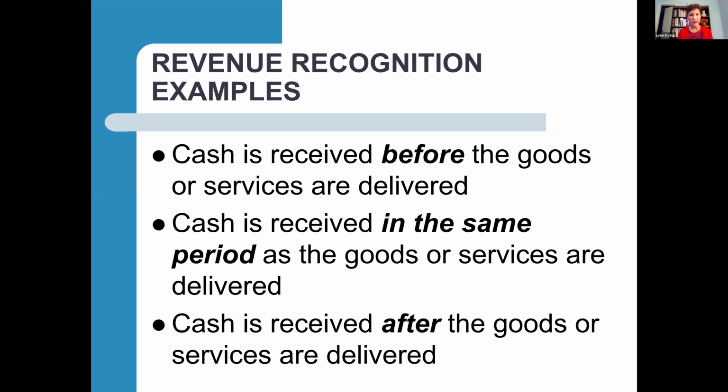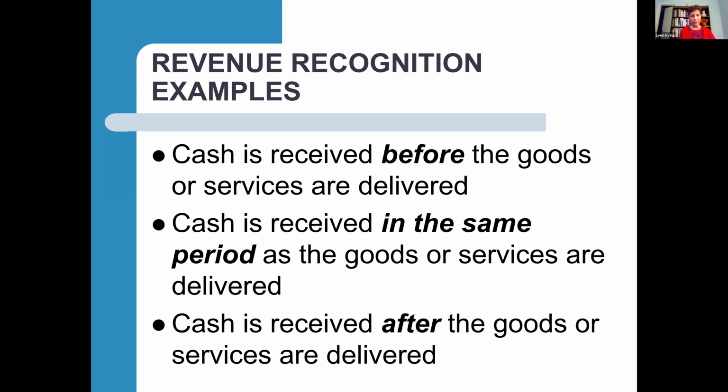There are three points in time when the cash can be coming in. If the cash comes in before you provide the inventory or the service, you have a liability. You have what we call unearned or deferred revenue. You've got the cash, but you haven't earned it yet, right? So you've got to show the cash on your balance sheet as an asset, but you also have to show a liability because you owe that customer either the service, whatever service you're doing, or the inventory.